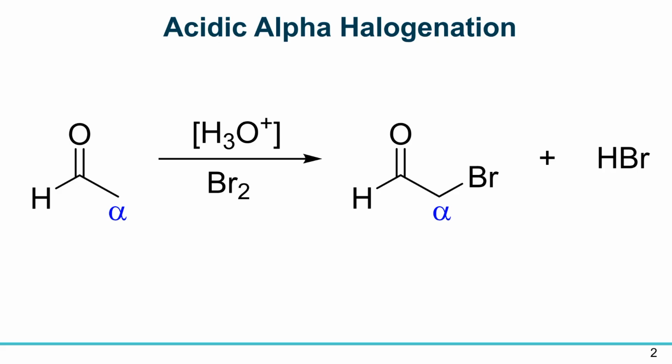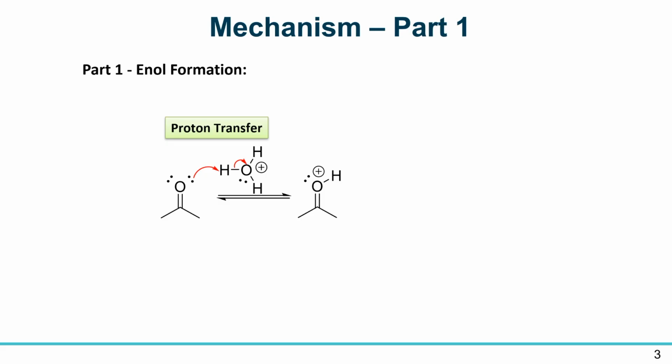Notice that the byproduct of alpha halogenation is a hydrogen halide of the halogen used, a strong acid. This makes alpha halogenation autocatalytic, as the strong acid byproduct can catalyze the reaction. The mechanism for acid-catalyzed alpha halogenation can be broken down into two parts. Part 1, enol formation, and Part 2, halogenation. Let's walk through this mechanism together, showing the alpha bromination of propan-2-one to 1-bromopropan-2-one.